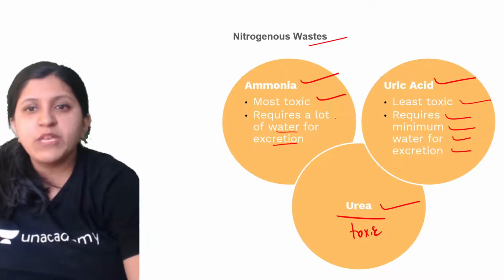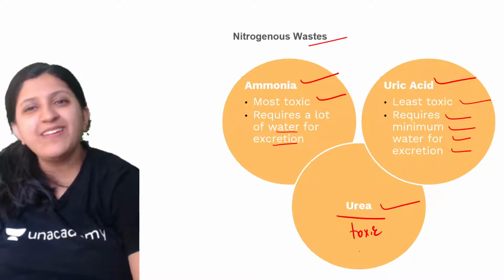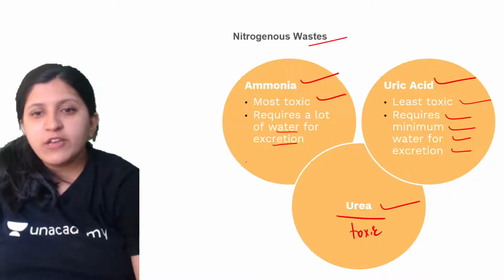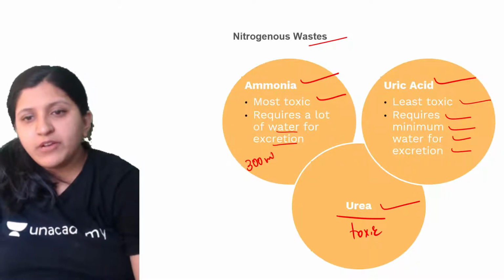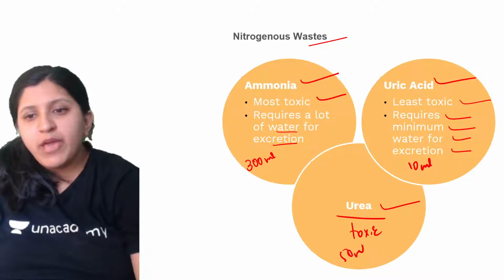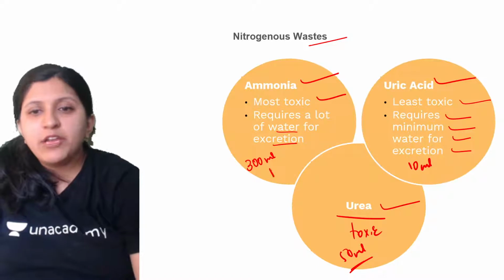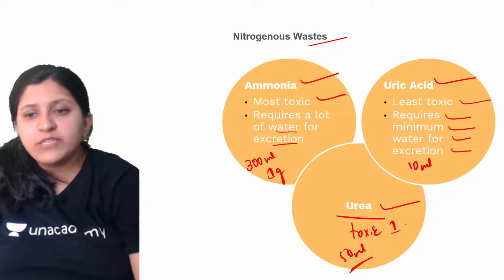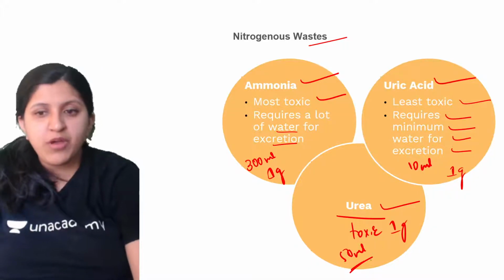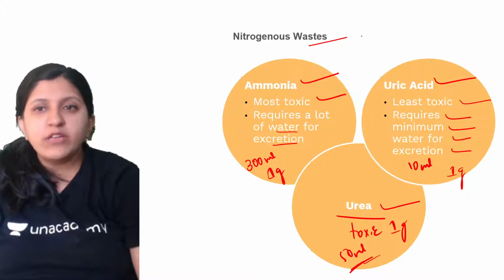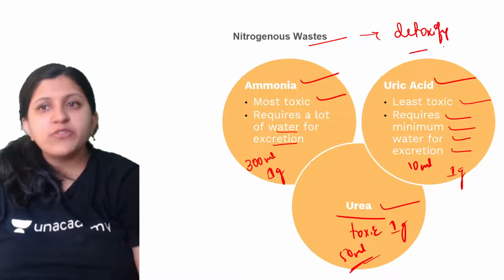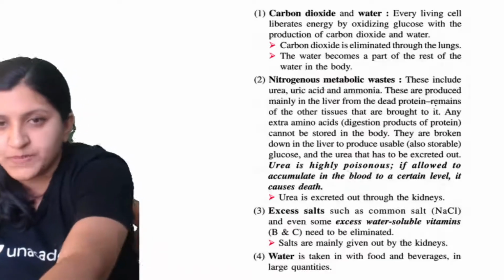So here it was minimum, here maximum, and here medium. Ammonia requires about 300 to 500 ml, uric acid about 10 ml, and urea, let's say, about 50 ml to get rid of 1 gram of each of these. So 1 gram of each of these can be got rid of with the help of water. That is why water is said to detoxify the body. Detoxification occurs with the help of water.